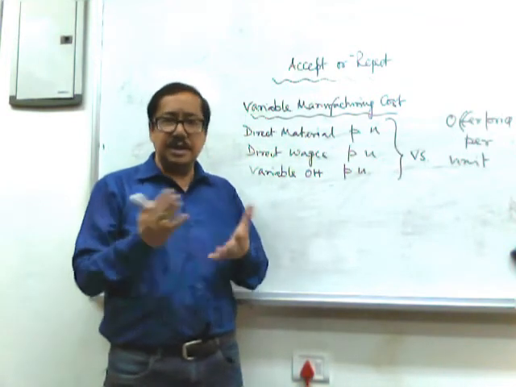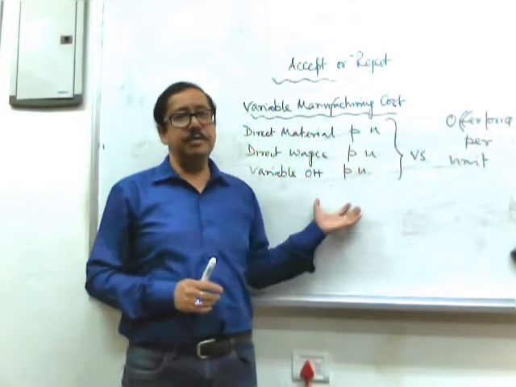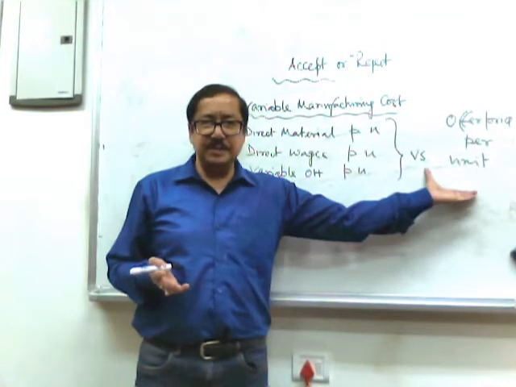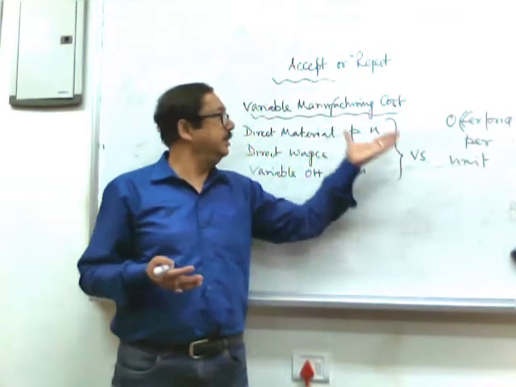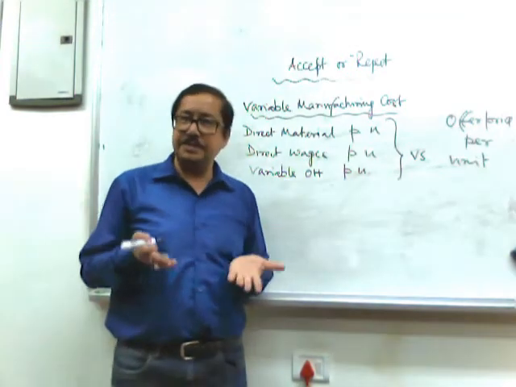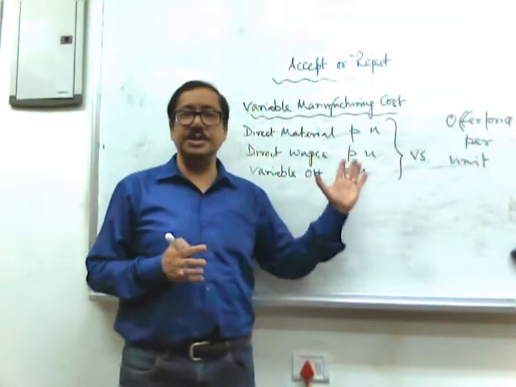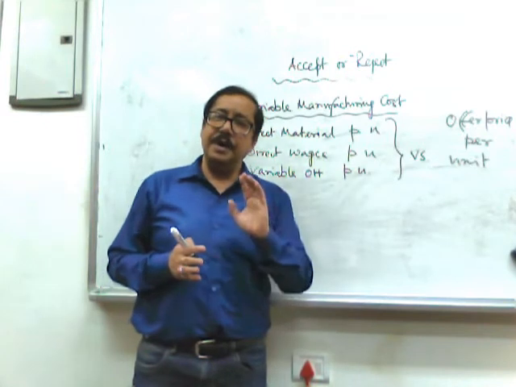And in other words, if we compare these two and get a positive contribution, that is, the selling price, the offer price, is more than the variable cost, it's a positive contribution, so in that case we will be accepting it. If the contribution is negative, then we will be rejecting it.